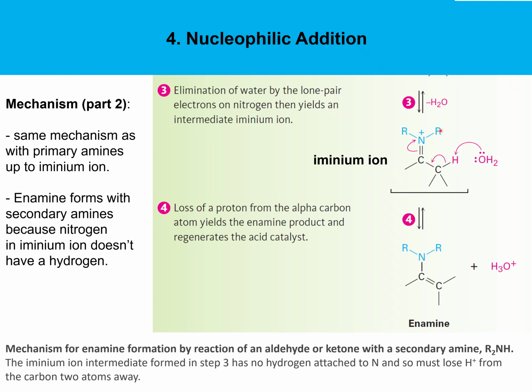And so the only thing that we can do to get rid of this positive charge is remove a hydrogen from an alpha carbon. In other words, a carbon adjacent to the iminium ion double bond. So a base, such as water, will remove this hydrogen, form a double bond there, get rid of this double bond, and put those electrons on the nitrogen to get rid of the positive charge. So that leads us to the final product, an enamine.